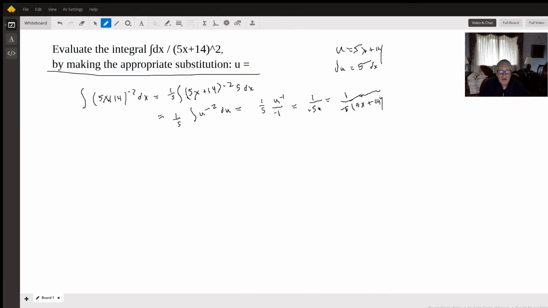I'm a math tutor at Wyzant, and I'm answering a calculus question submitted by a student. They want us to use u-substitution to find this integral.